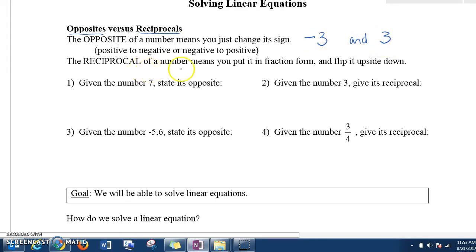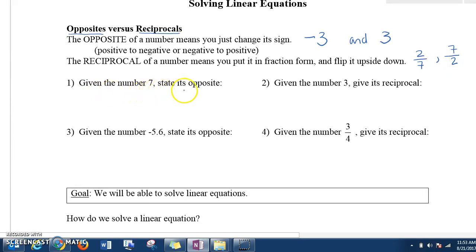Now, the reciprocal of a number means that, for example, if I had 2/7, what you want to do is take this fraction and flip it upside down. So the denominator becomes the numerator, and the numerator becomes the denominator. So these are reciprocal numbers of each other. All right, so let's practice.